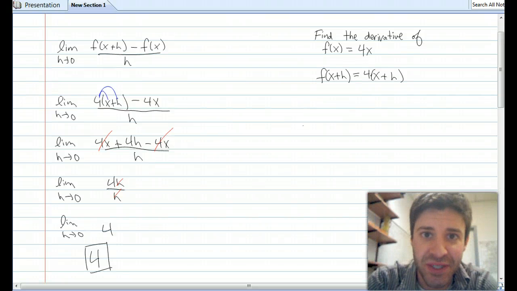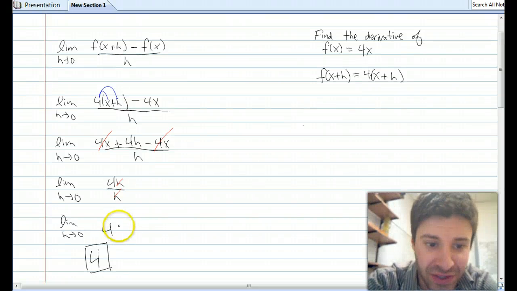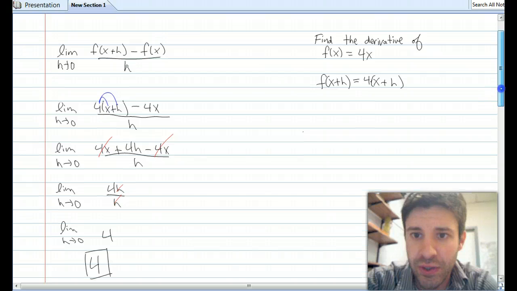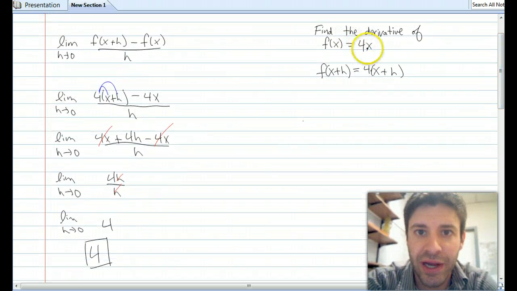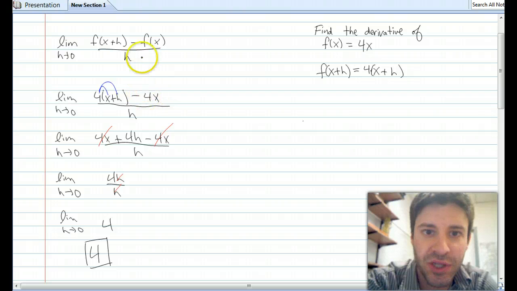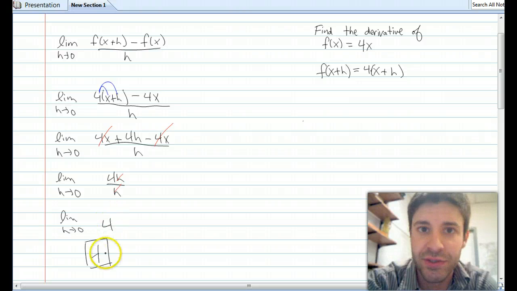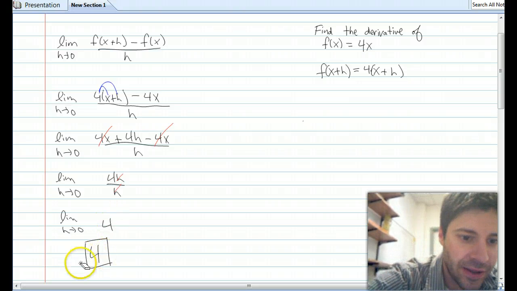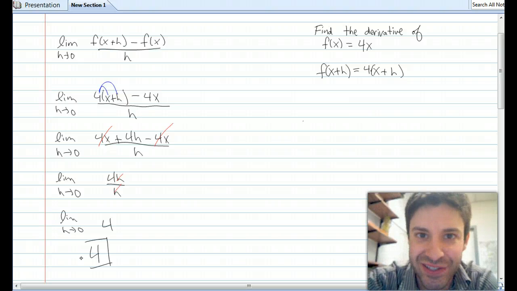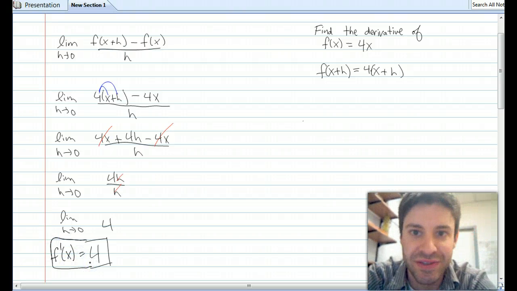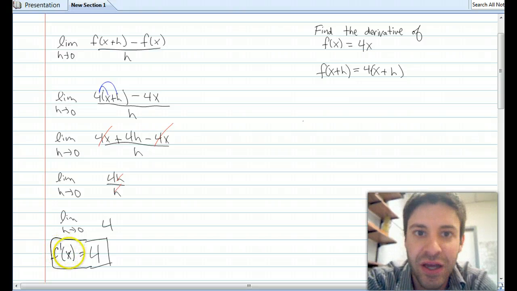I promise the next example will be much more satisfying because we'll actually have to do something to take this limit. But let's go back and look at what we just did for this problem. We wanted to find the derivative of 4x, and we went through all the steps. We plugged everything into our definition of the derivative. We used algebra mostly just to simplify, and we got an answer of 4. Now if you wanted to use the fancy calculus notation to give an answer, that notation would be f prime of x equals 4. That prime represents a derivative, so this just means the derivative of the function f of x is 4.